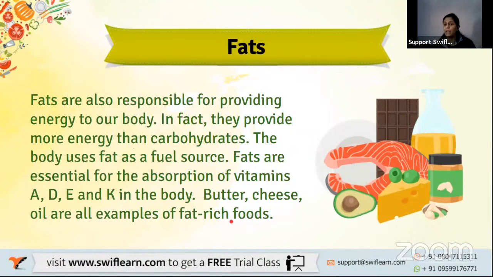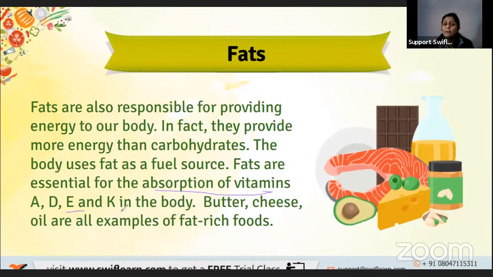Now, we say we should take less fat, but we have to take some quantity of fat inside our diet. Why? Because what do they help with? Who helps us in the absorption of the most important vitamins in our body? Fats are helping us in the absorption of those vitamins, that is A, D, E, K. These are the vitamins required by our body for good eyesight, for healthy bones, for good hair. So for the better absorption of these vitamins, the fats are required by our body.